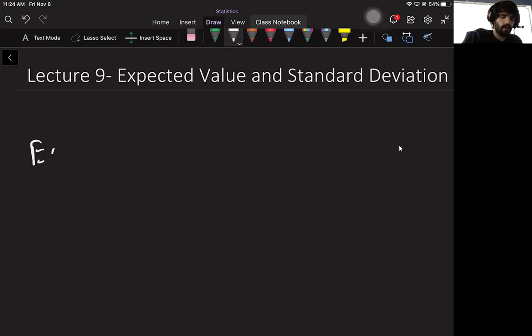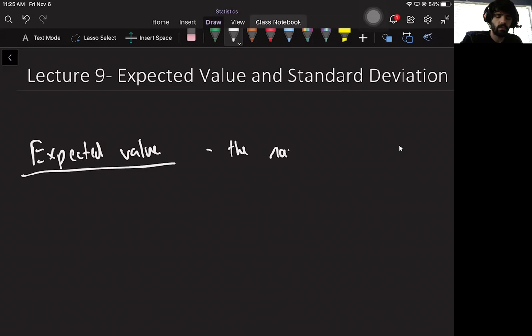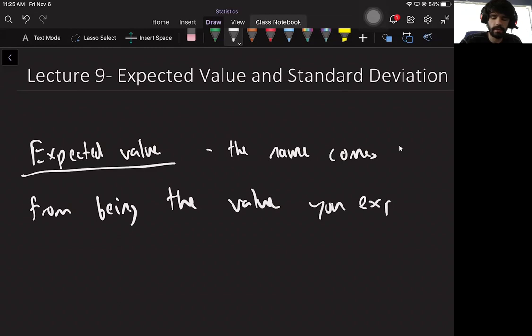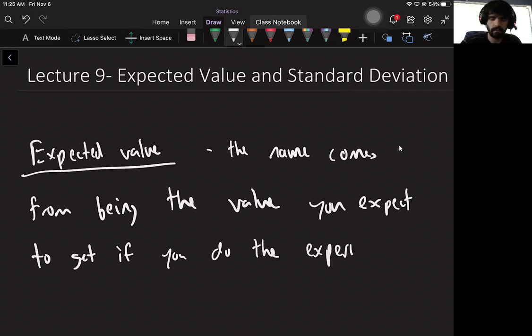Okay, so just to remind you, expected value, the name comes from being the value you expect to get if you do the experiment many times. So that's the idea that you should think about.